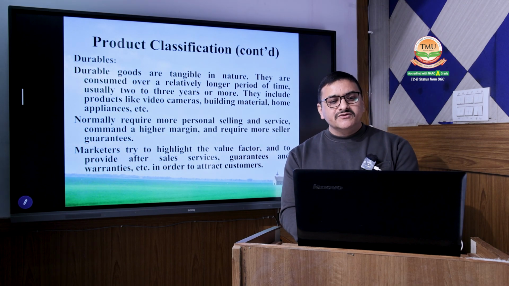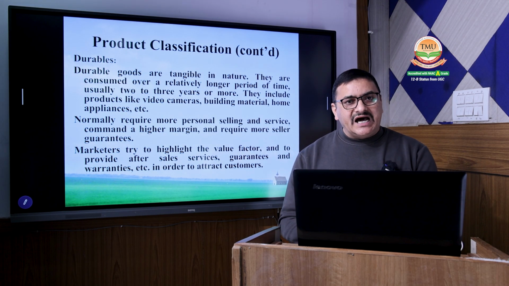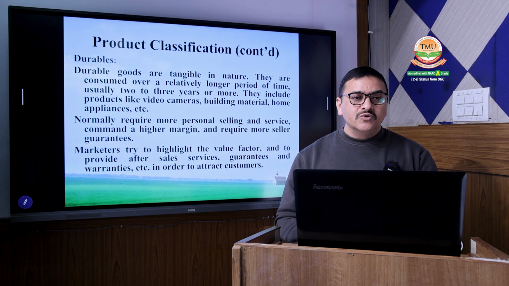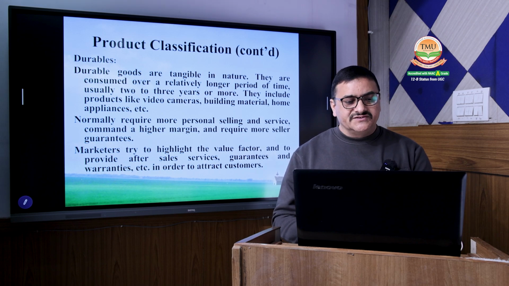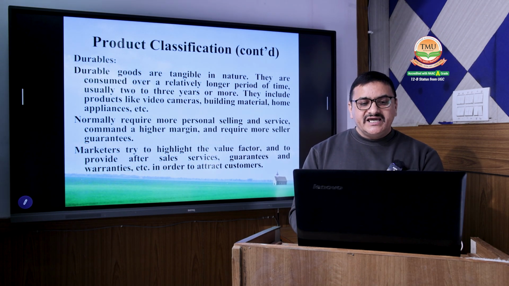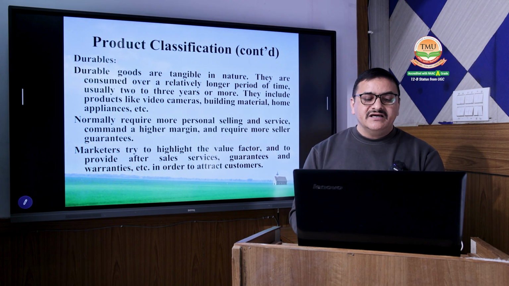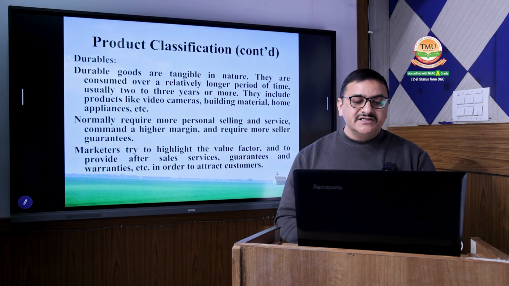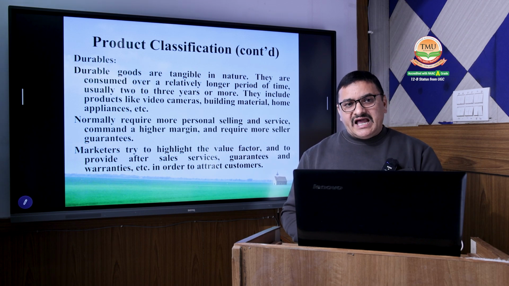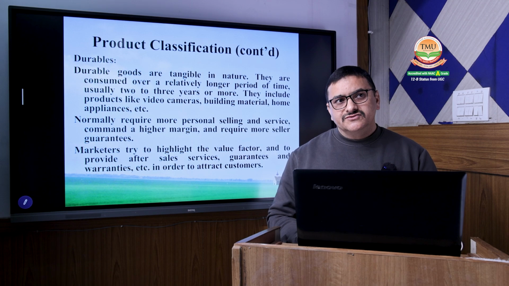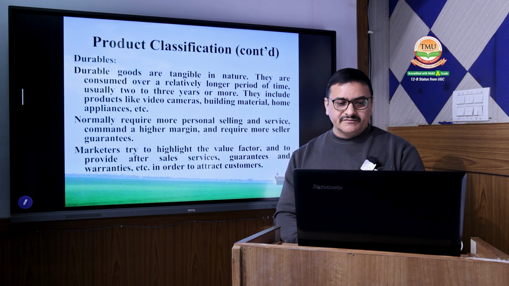And normally these require more personal selling and services, command a higher margin and require more seller guarantees, which means they require more after sales services. The marketers try to highlight the value factor of durable goods and to provide after sales services, guarantees, warranties, etc., in order to attract the customers. And customer retention is also a very important aspect when we are talking about durable goods.